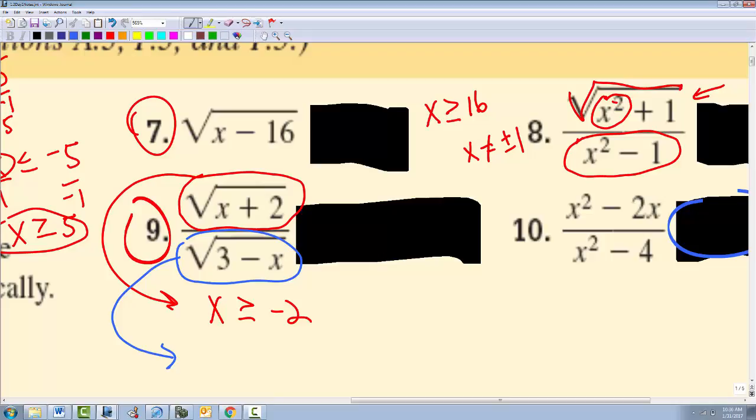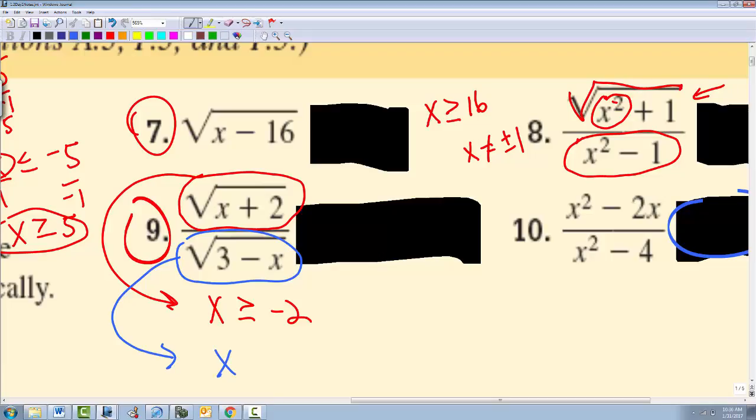Can I plug in 4, 5, 6? No, why? What does it give you? Negative imaginary number. Can I plug in 2, 1, 0, negative 1? Yes. So how do I express that as an inequality? X has to be what?